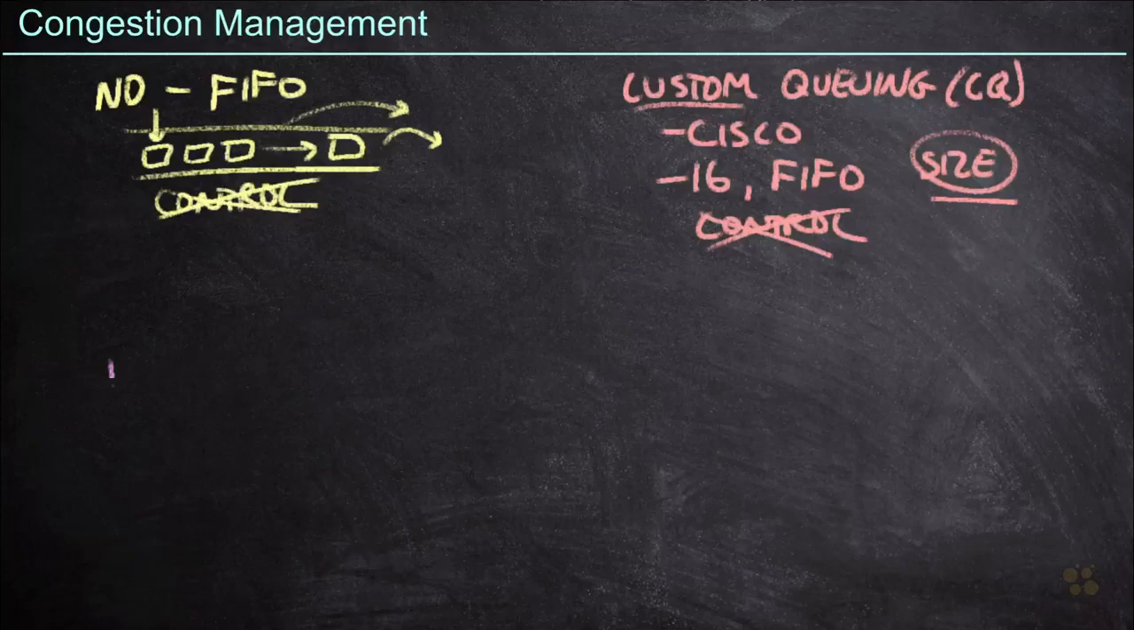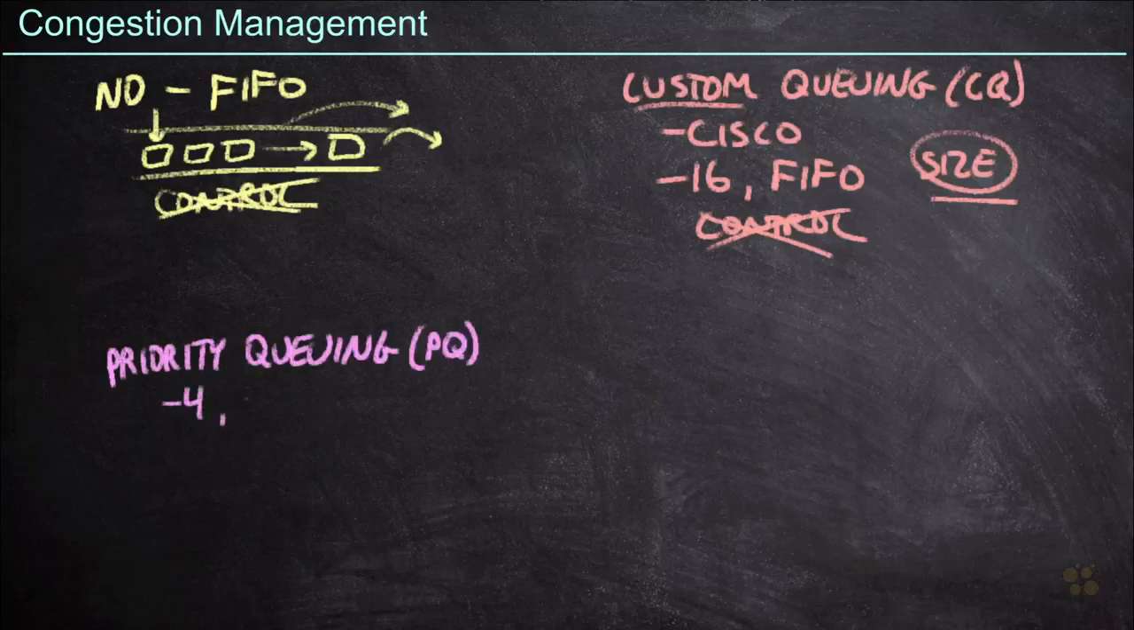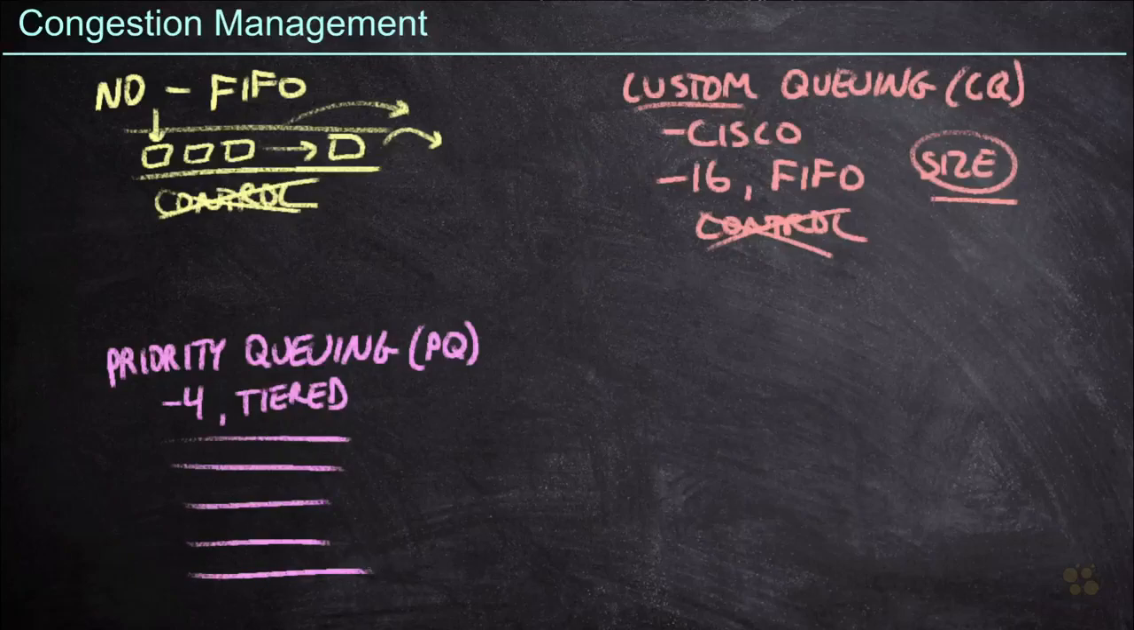Now next up is a fun methodology. It's called priority queuing, otherwise known as PQ. With priority queuing, we get 4 different queues, and they are tiered. Now tiered is kind of an interesting word. What we're saying here is that when we compare our 4 different queues, we're going to order them from highest priority to lowest priority. So we have a high priority queue, we have a medium priority queue, we have a normal priority queue, and then we have a low priority queue. And these queues will be serviced in the order of their priority.